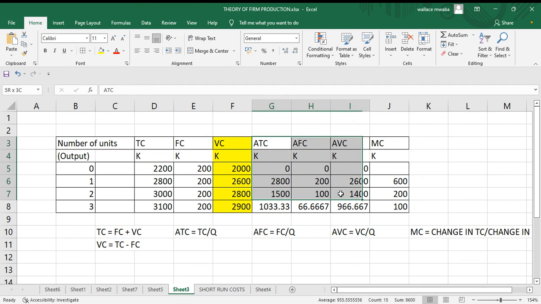So we've calculated everything: our average total costs, average fixed cost, average variable costs, and our marginal costs.